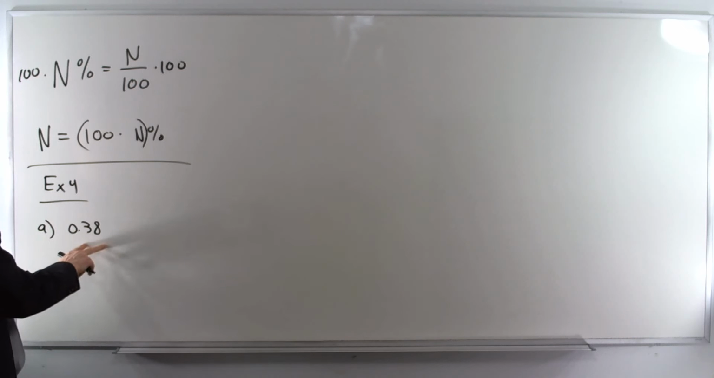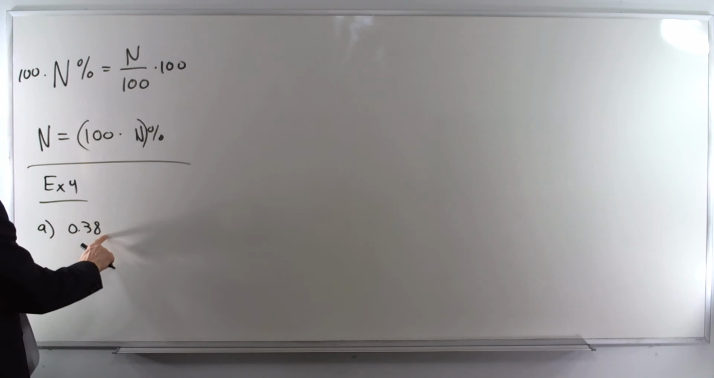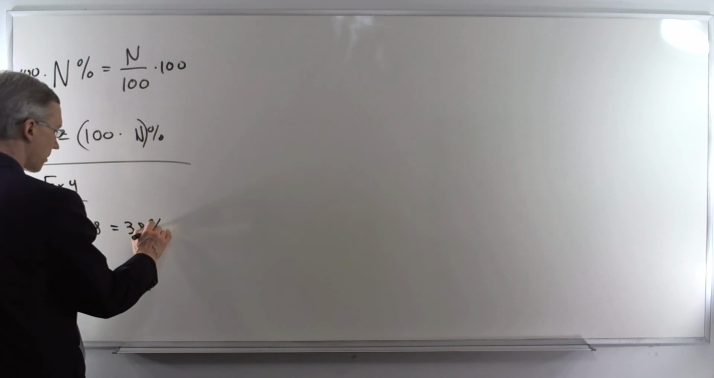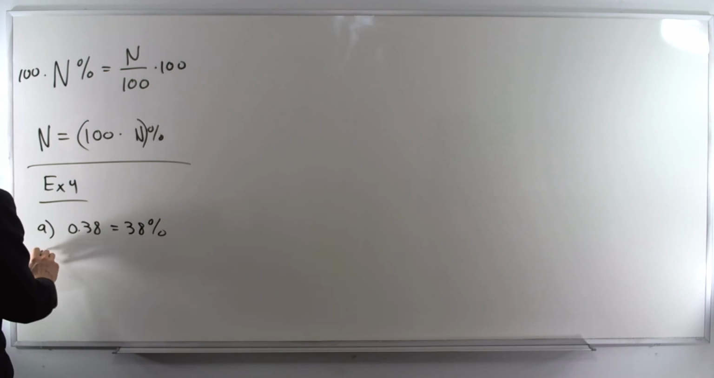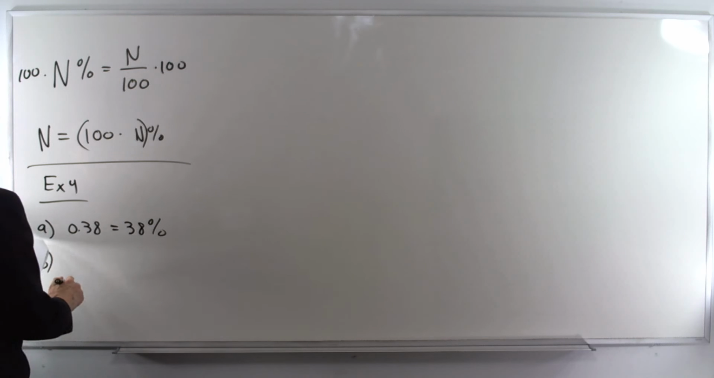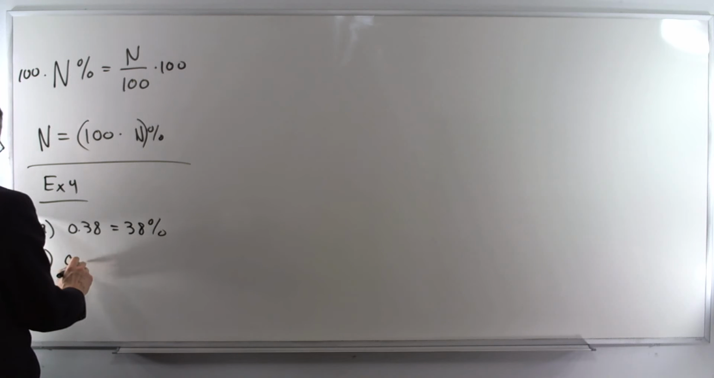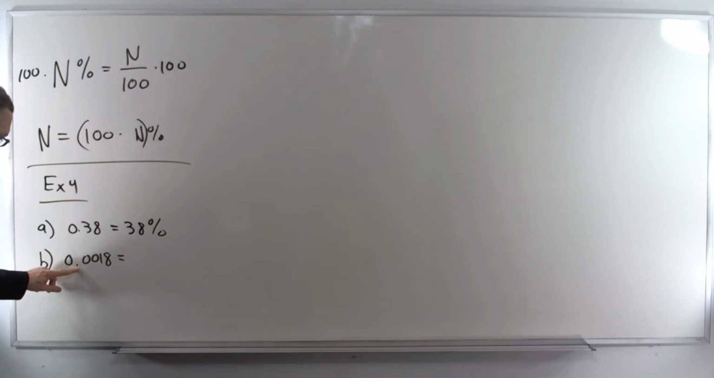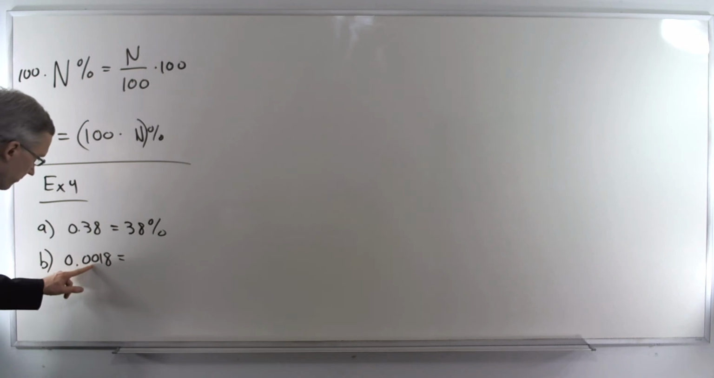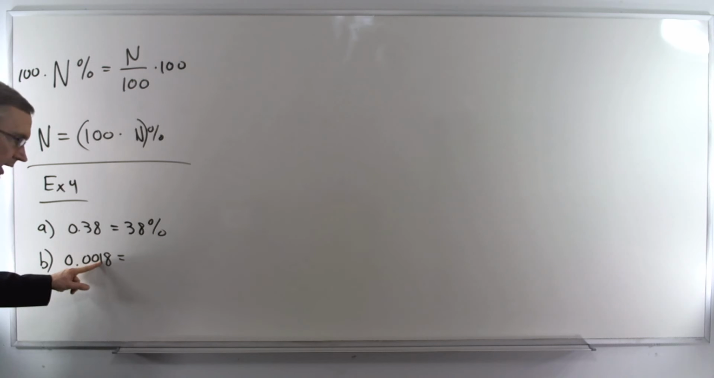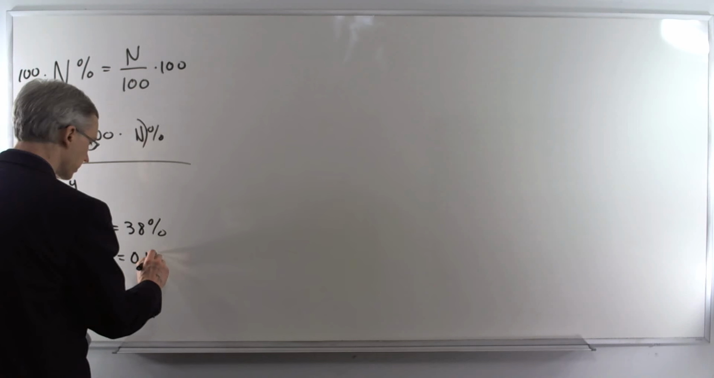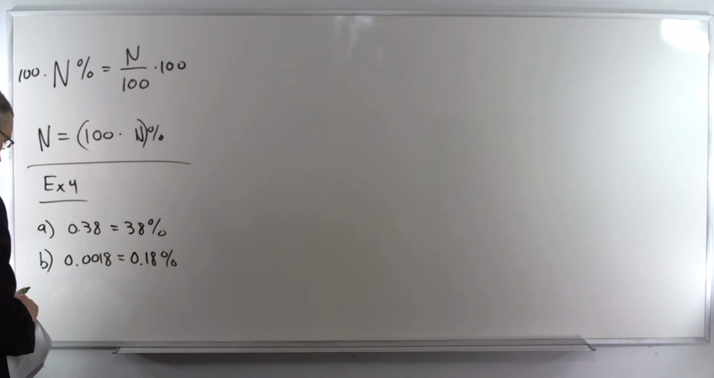So for part A, we have 0.38. We'll move the decimal 2 to the right and get 38. So 0.38 equals 38%. And for B, we have 0.0018. Right, so take that decimal, move it 2 to the right, and we get 0.18. So this is 0.18%.